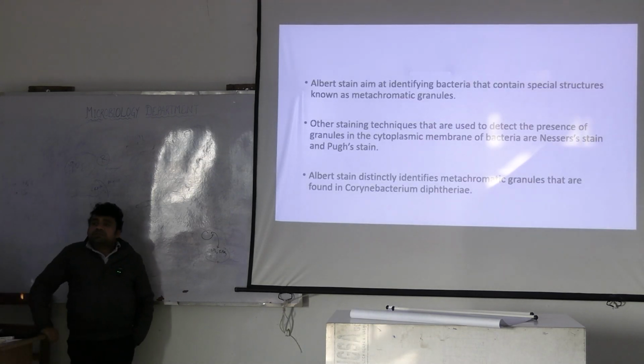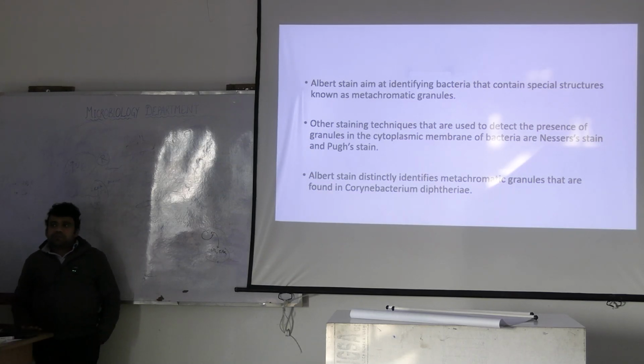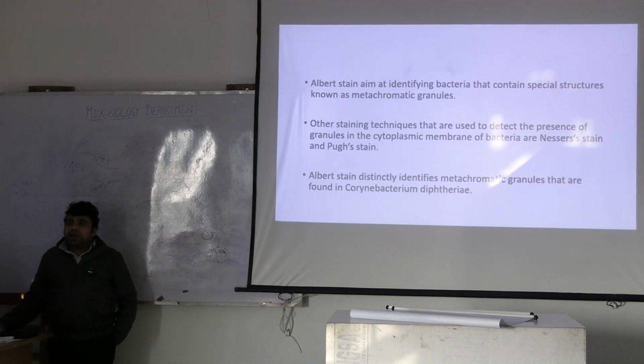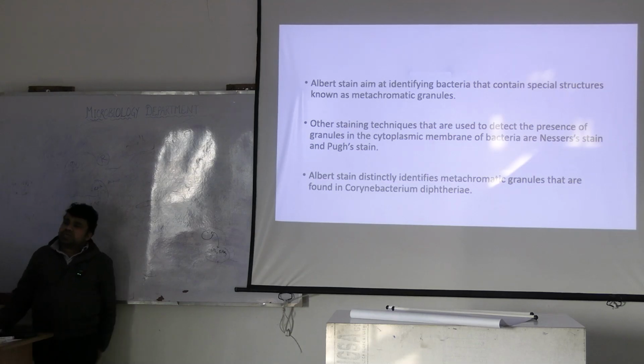Albert staining is a special staining method which aims for identification of something called metachromatic granules. Chromatic means colored. So different colored granules can be seen. This is a type of staining used to see the granules, like Neisser stain or Pugh stain. These can also be used as an alternative for Albert stain. Now why is Albert staining important? Because it is used to identify Corynebacterium diphtheriae, especially in case of a throat swab.